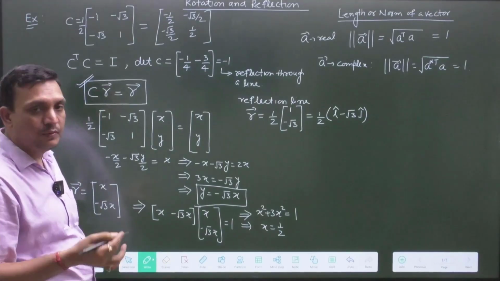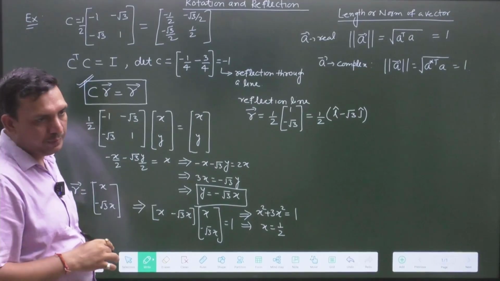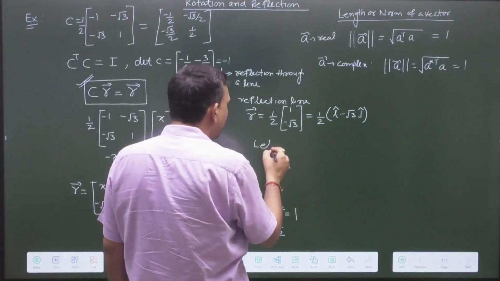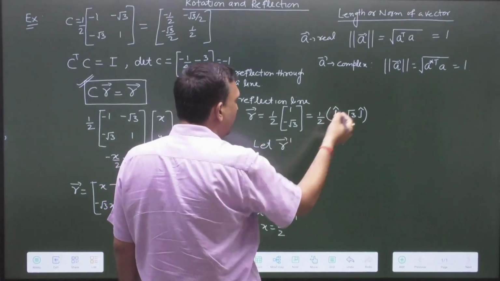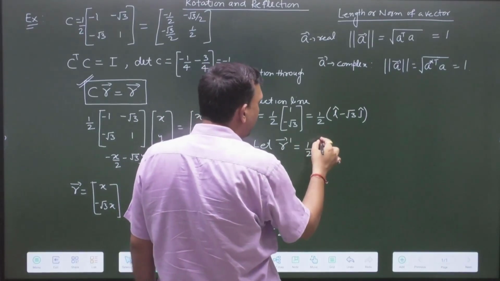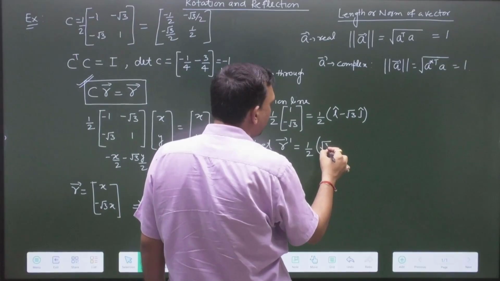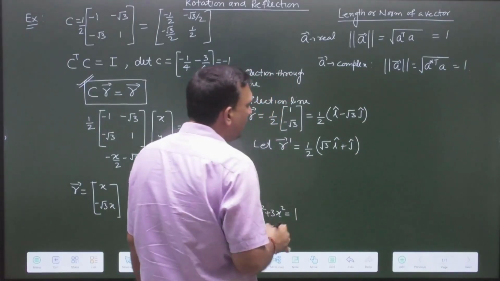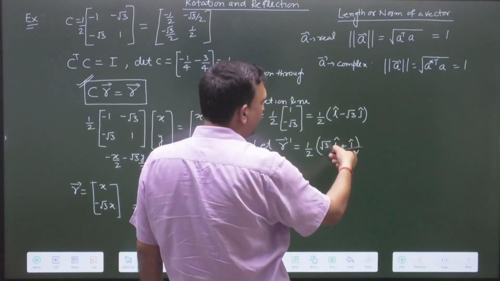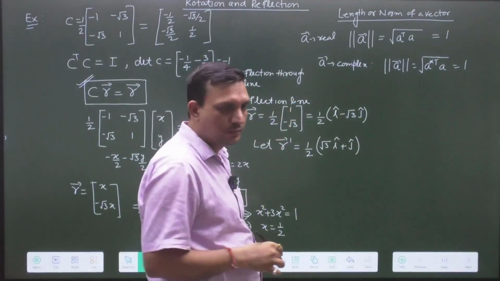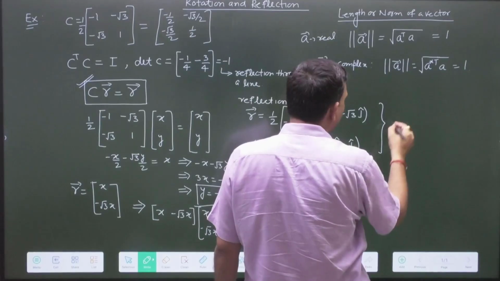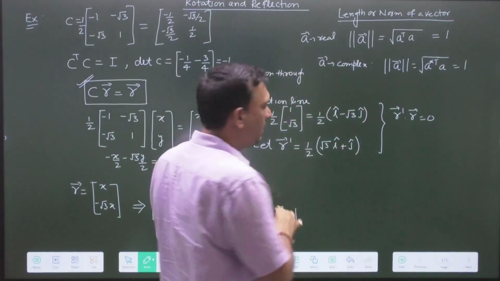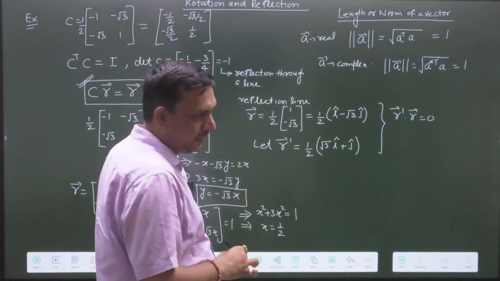If you take any vector perpendicular to the reflection line, what will happen? It will change the sign. Let's check. Let R dash be a vector perpendicular to this vector. What perpendicular vector can you take? Can I take it as root 3 i cap plus j cap? If you take the dot product, this will give root 3 minus root 3, so that will be 0. This R dash dot R is 0. It means this vector is perpendicular to the reflection line.